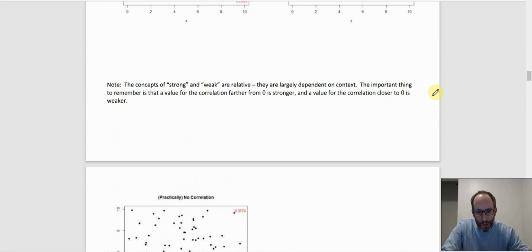Backtracking a little bit, that note at the bottom, the concept of strong and weak are relative. Like it depends on what your variables are, pretty much. So it depends on the context. There are situations where maybe, like if it's financial modeling, maybe a 0.2 is really good. And if everybody else is getting like a 0.08, 0.09, and then you come up with a 0.2, relatively speaking, that's a lot stronger.